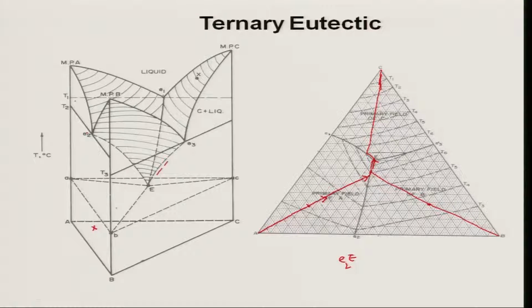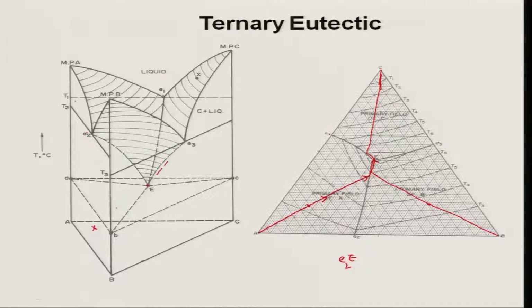Similarly, any other cases we can discuss, but in a ternary eutectic system, there are different sets of alloys which can undergo eutectic reactions. Obviously, the most important alloy has a composition corresponding to point E, and this alloy will undergo the ternary eutectic reaction, which is nothing but liquid going to alpha plus beta plus gamma. There are other alloys also which can undergo this reaction. I want to give you some examples. One is this one which I have given.